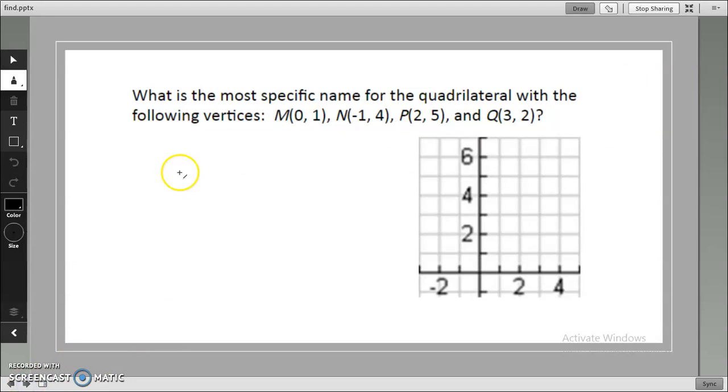Okay, let's go to the next one. It says, what is the most specific name for the quadrilateral with the following vertices? So we have 0, 1 is M. We have negative 1, 4 is N. P is at 2, 5. Q is at 3, 2.